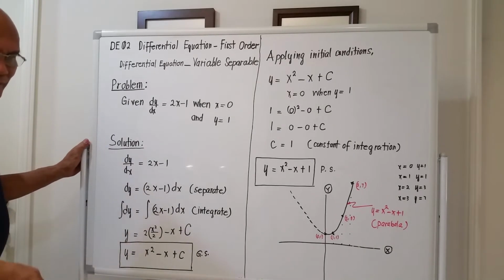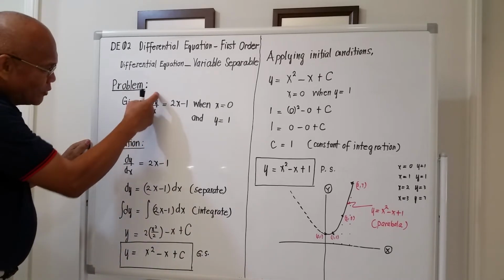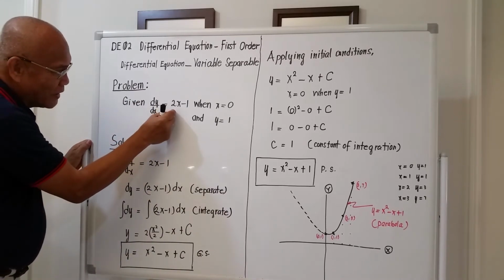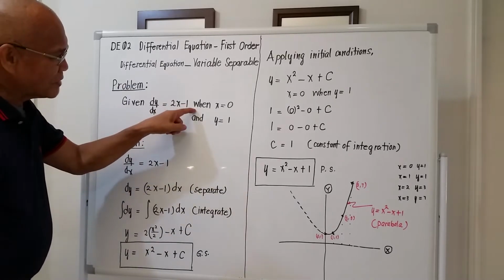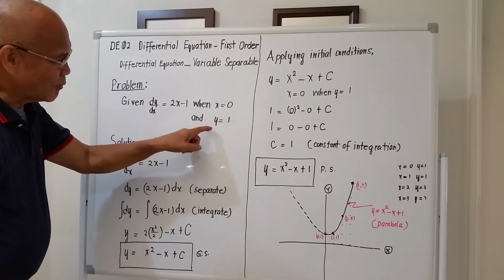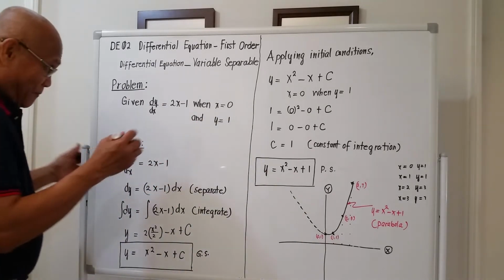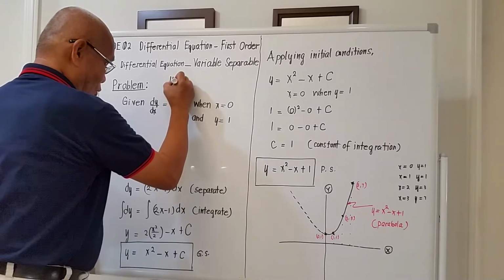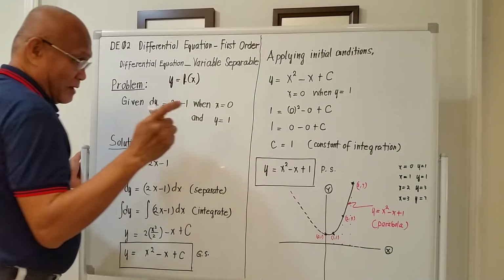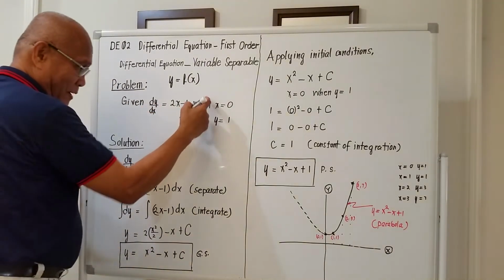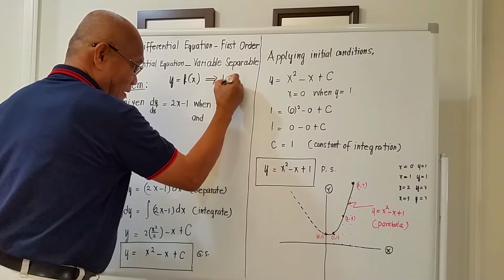The given problem is this. We are given dy over dx equals 2x minus 1. It says here that when x equals 0, y equals 1. What's the meaning of this? The problem is asking for the solution y equals a function of x. And since we are given an initial condition, the problem is asking for the particular solution.